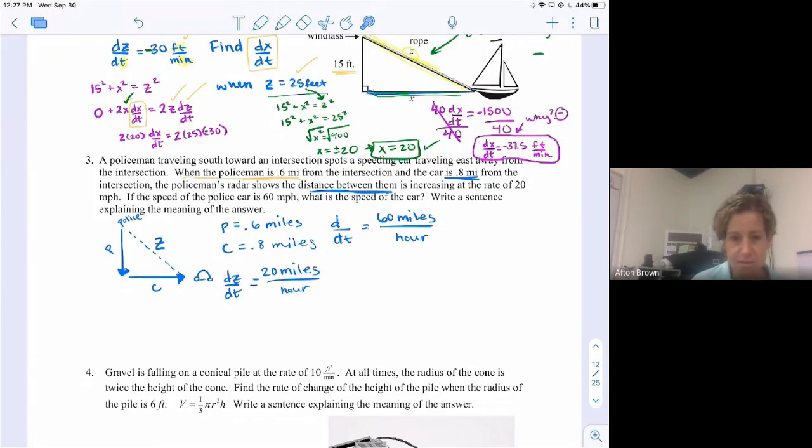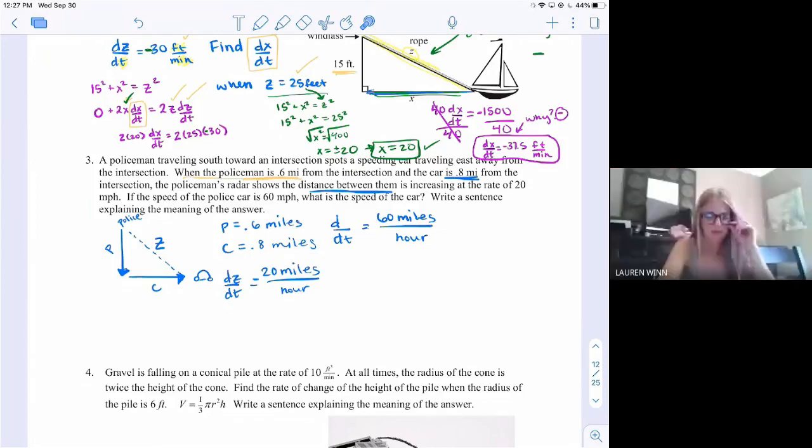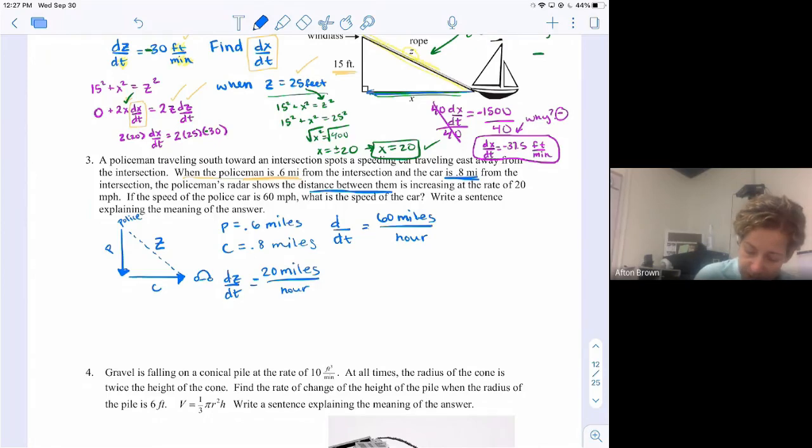P, C, or Z? What do you guys think? P. Is it P? P. Very good, Lauren. Yep. So this is P for me. I chose P for police car, and you could have chosen a different letter, which is why your picture is important. Okay, so dp dt is 60 miles per hour.